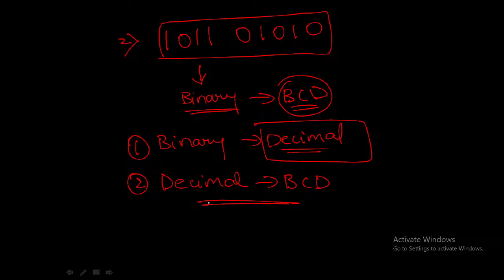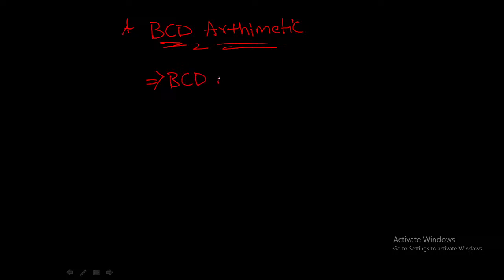Okay. Now, let us discuss BCD arithmetic. In BCD arithmetic, we have BCD addition. Let us see how to perform this BCD addition. In BCD addition, each digit of a decimal number is converted into a 4-bit binary equivalent, and the addition of two BCD codes is performed using the basic rules of binary addition.